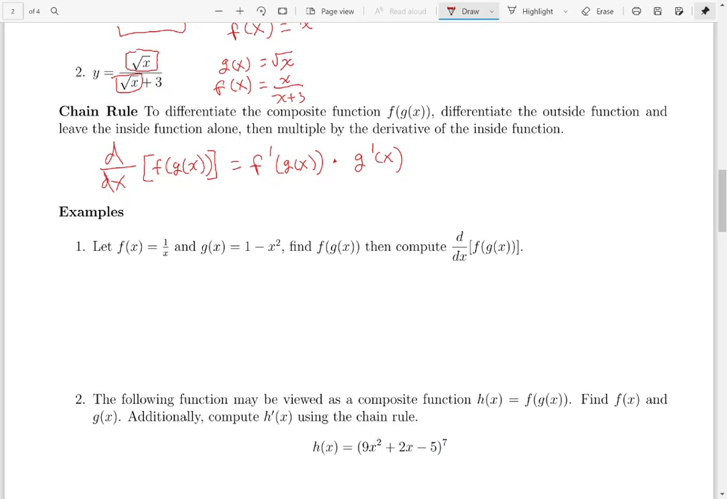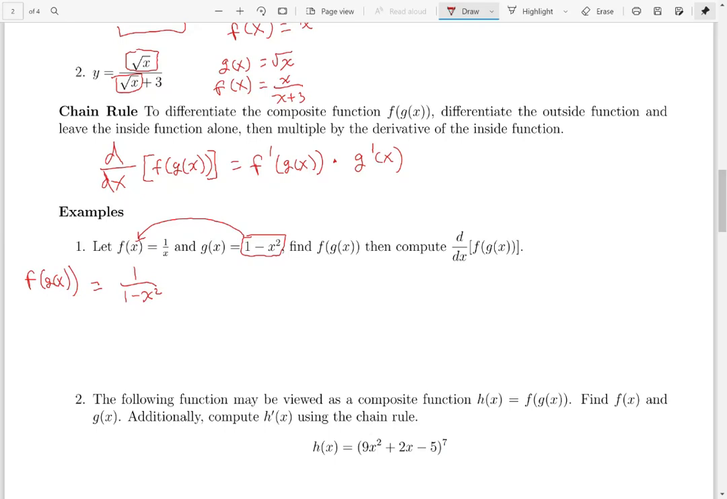So, we're given two functions, f of x and g of x. Well, they're going to ask two things. First, they want us to find f of g of x. So let's do that first. That's the straightforward part. f of g of x is a composite function. Inner is g, so we take g when we plug it into f. Alright, that's then going to be 1 divided by 1 minus x squared.